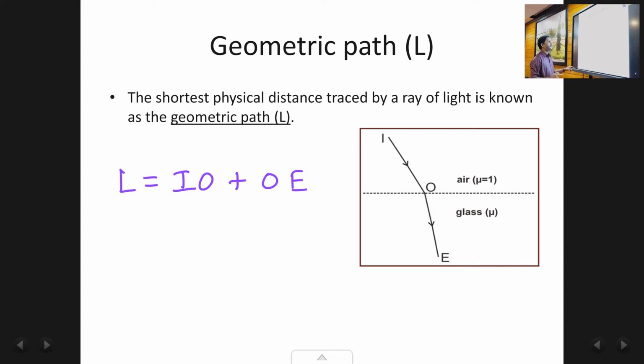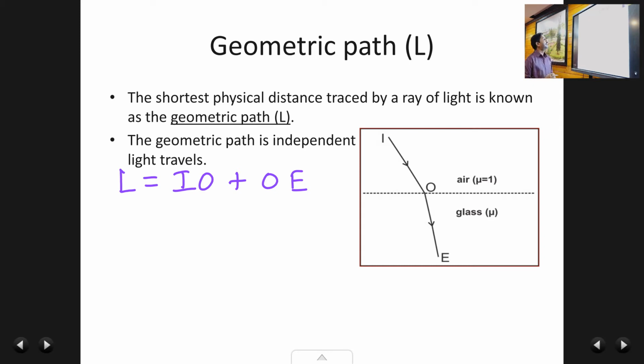One thing, geometric path is independent of the medium in which light travels. Whether it's traveling in air or glass, geometric path is just the sum of the distances traveled by the ray of light, IO plus OE. There's nothing new coming in any of this relation. So it's independent of the medium in which light is traveling.